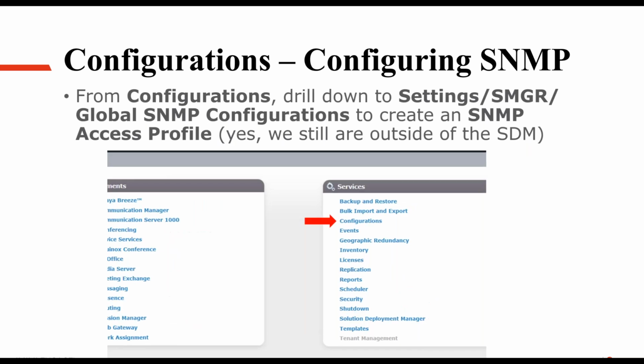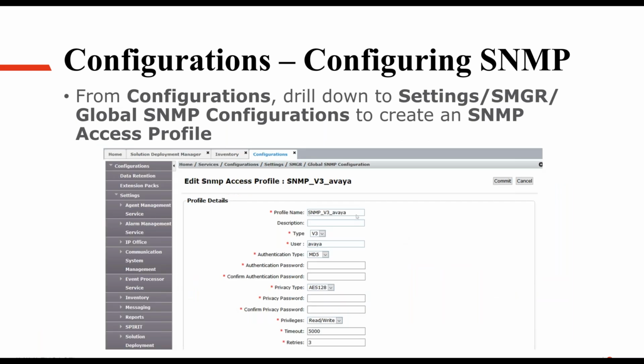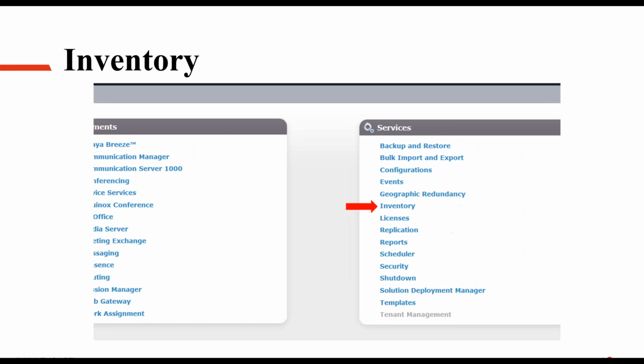So configurations is where SNMP is configured within System Manager. I'll just quickly move through this so that we can get caught back up. Your SNMP configuration outside the SDM is configured here. You can either add a new one or click on an existing one and click edit. We're using V1 and V3 at the university, and we simply give it a name, choose your authentication types and your passwords, and then obviously those need to match on the target device. And we're going to go to inventory now.